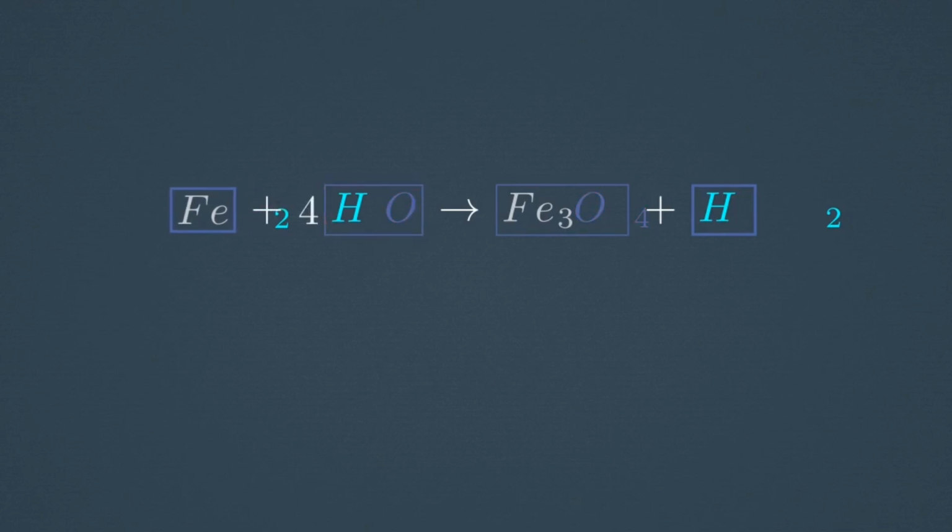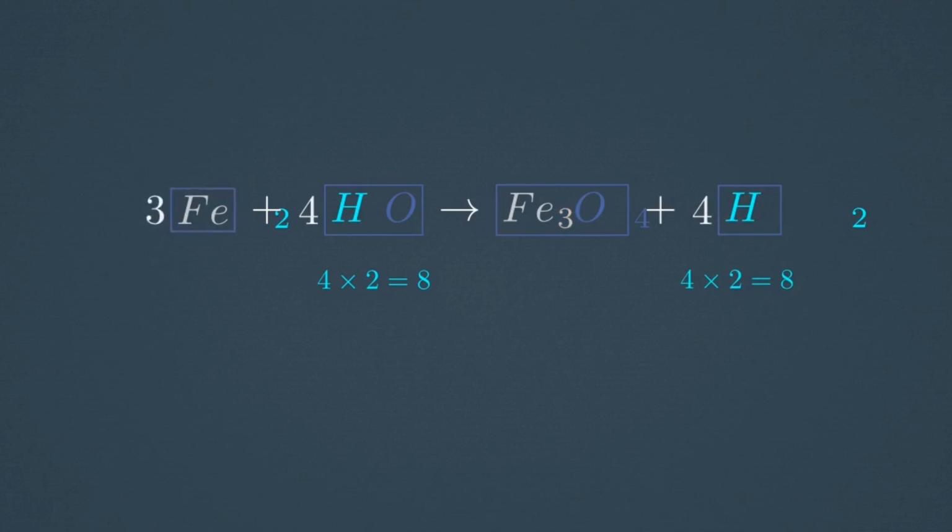Looking at this compound, we have 4 oxygen atoms on the right, but only 1 oxygen atom on the left. We balance the oxygen by placing a coefficient of 4 in front of the water molecule. We do not change the formula to H2O4. We only multiply the entire box. This multiplier gives us 8 hydrogen atoms on the left, but we only have 2 on the right.